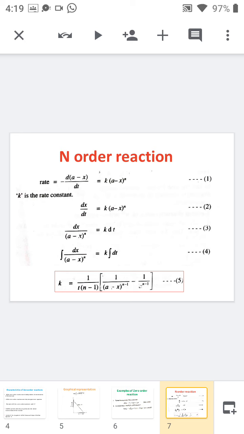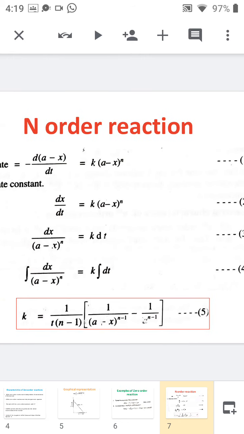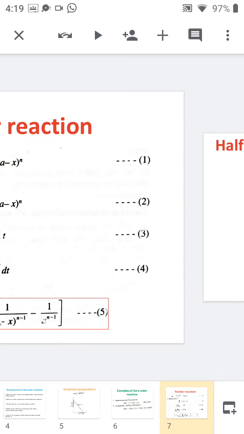our final integrated rate expression for the nth order reaction is k is equal to 1 by t into (n minus 1) into [1 by (a minus x) whole to the power n minus 1, minus 1 by a to the power n minus 1].